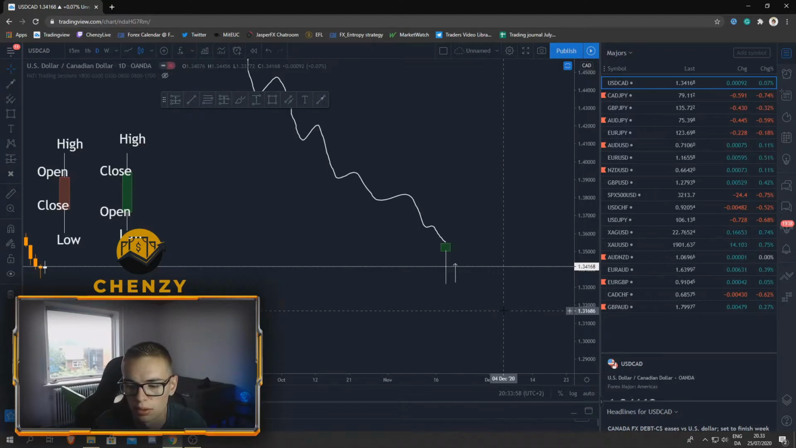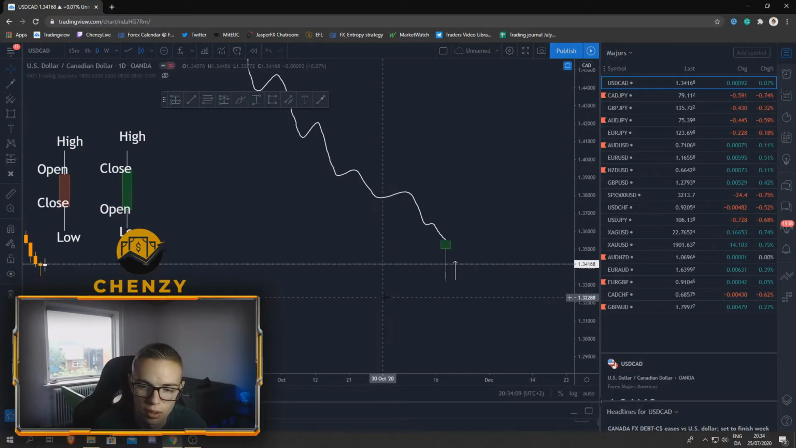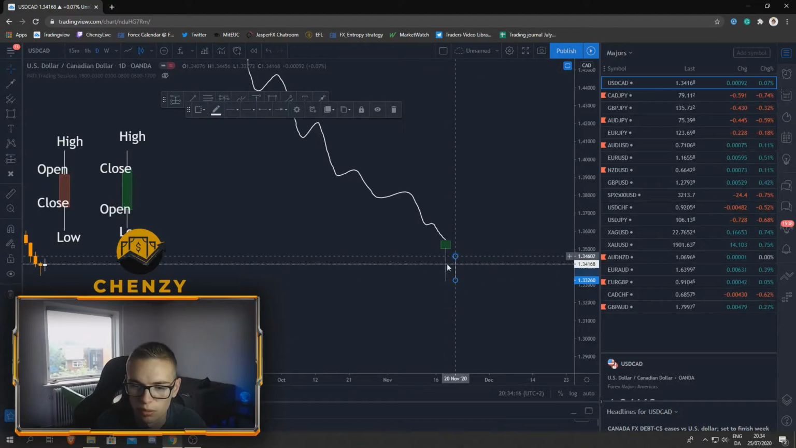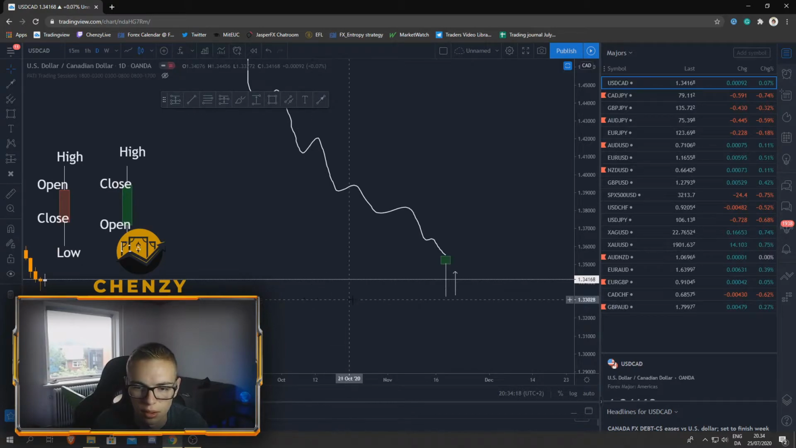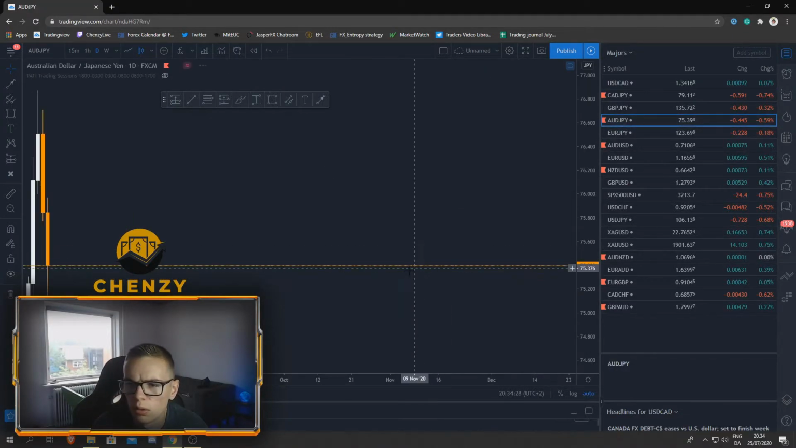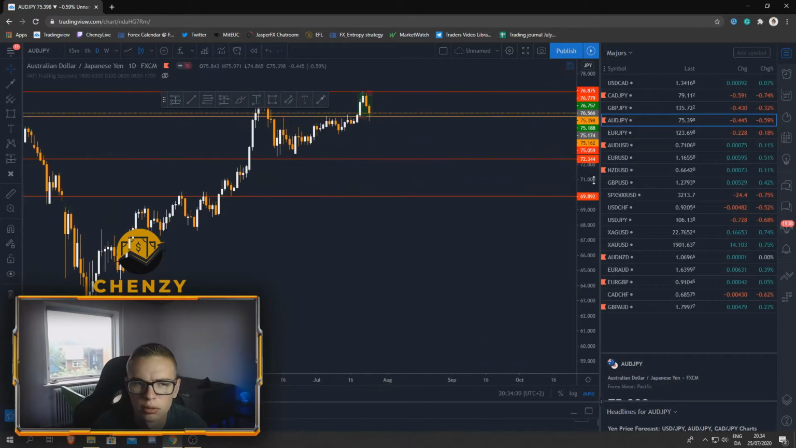And this tells us that buyers are starting to come in, and we're seeing less pressure from sellers and more pressure from buyers, because the fact that they managed to push the price all the way back up here again, right? And so many people use this as a possible reversal. I actually took a trade last week. I think it was on the Aussie JPY.